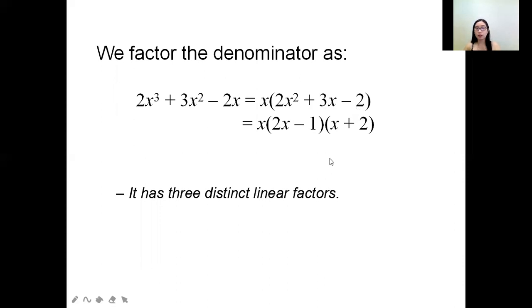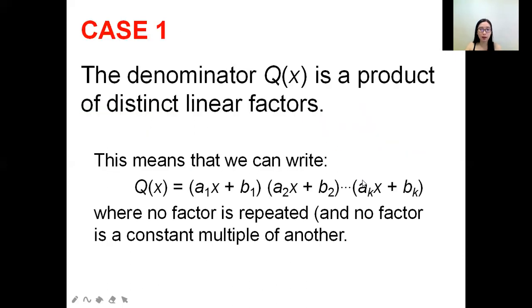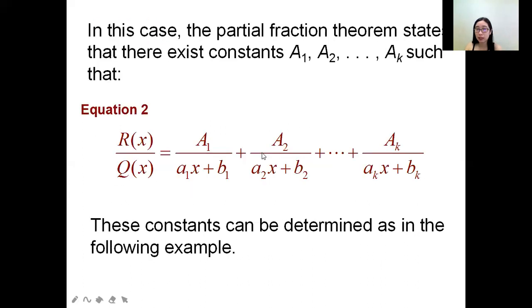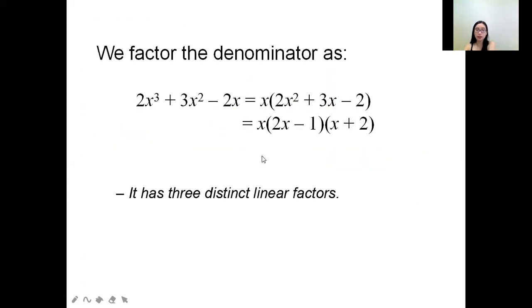We can also factorize the given polynomial. So we have x times 2x minus 1 times x plus 2. So it has three distinct linear factors. Therefore, it fits our case number 1, which states that it should be a product of distinct linear factors, right? So it fits case 1.